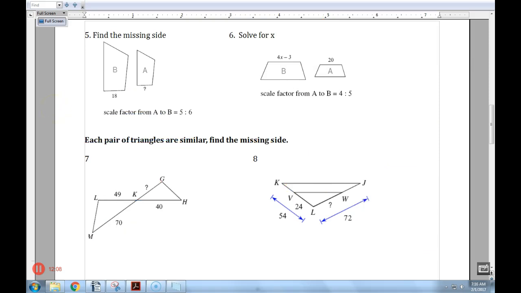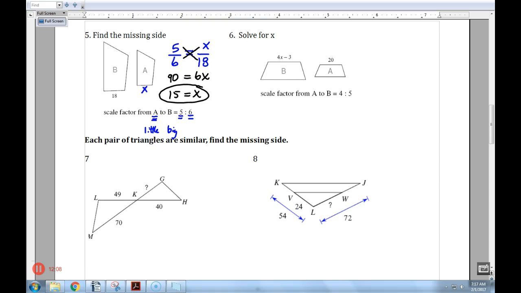Find the missing side. It says the scale factor from A to B is 5 to 6. So we're going from little to big. Alright, so I want little on top. So little is 5, big is 6. So 5 is to 6 as, and then on my picture, little to big would be x over 18. And I cross multiply here, and I get 90 equals 6x, and divide, I find out that x equals 15.